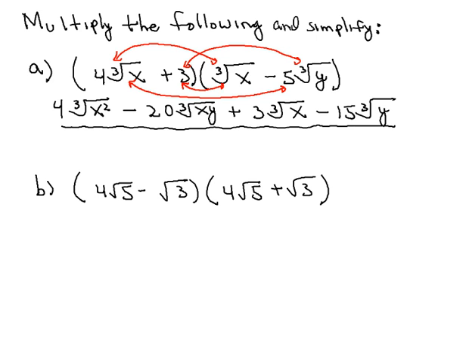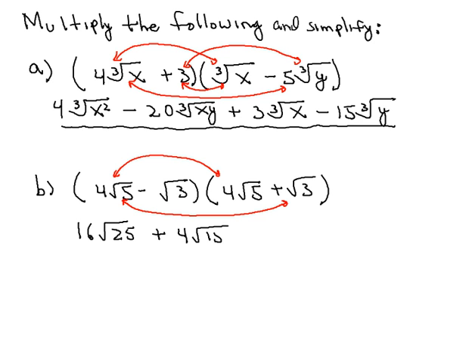Now for part B, we'll multiply the first terms together to start off with. And that product will give us 16 times the square root of 25. And for the outer product, these terms multiply together will give us then 4 times the square root of 15.